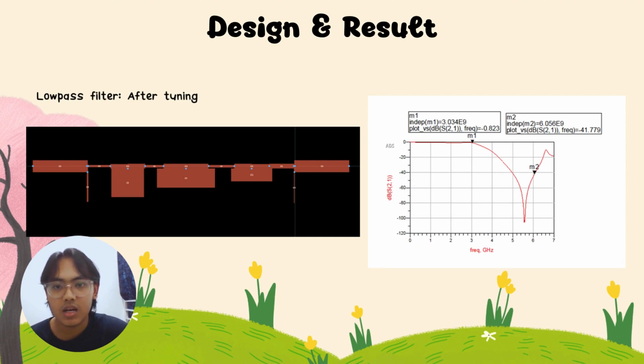Okay, this is the result after tuning. This is the layout after tuning. After we tune, this is the layout result that we get, and also this is the graph of the low pass filter that we get after tuning. For marker 1, we get 3 gigahertz at 0.823 dB, and for marker 2, we get 6 gigahertz at negative 41.779 dB.